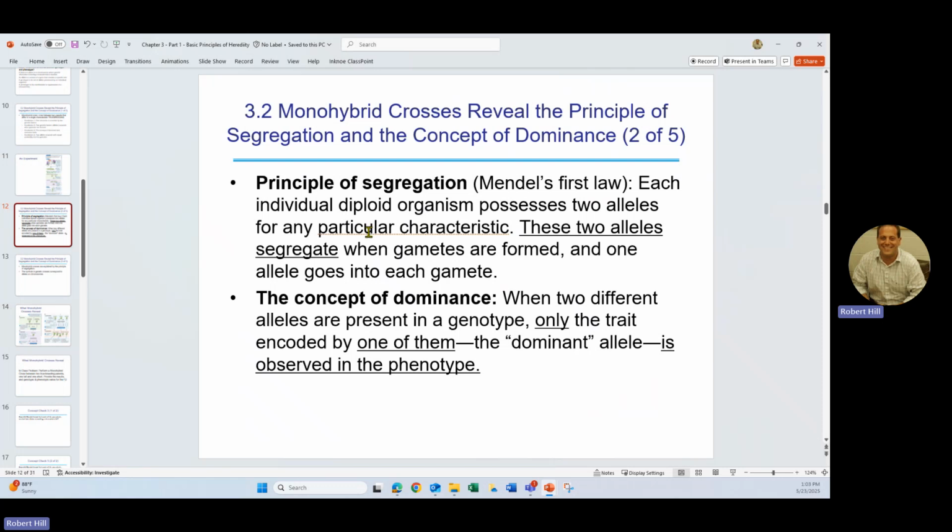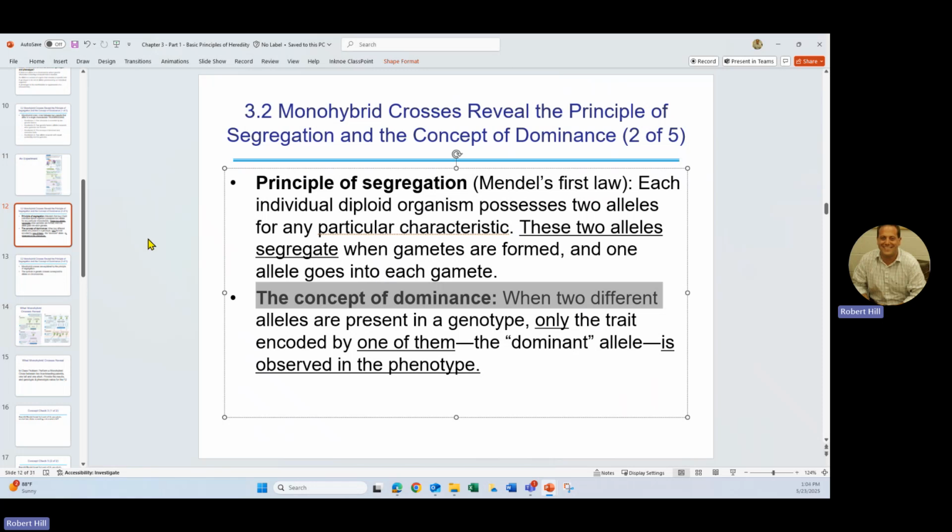One of those alleles could be dominant or recessive. The other allele could be dominant or recessive. These alleles segregate when gametes are formed, and one allele goes to each gamete, right? The homologs separate during anaphase 1. The chromatids separate during anaphase 2. And also the concept of dominance. So when two alleles are present, only the trait encoded by one of them, which is the dominant allele, is actually observed in the phenotype. Okay, so yes, concept of dominance and principle of segregation, which were proven by the monohybrid cross.